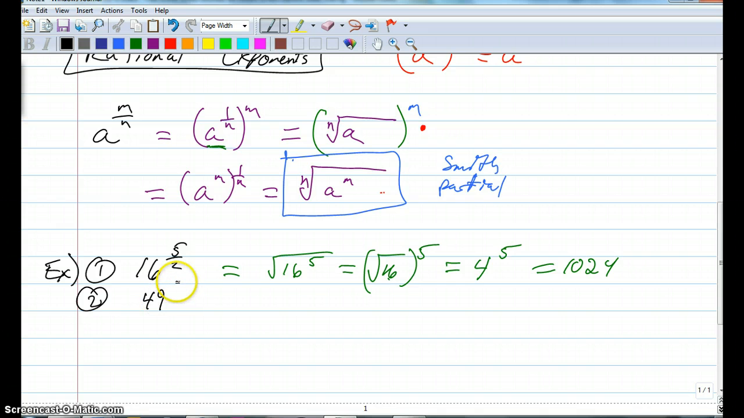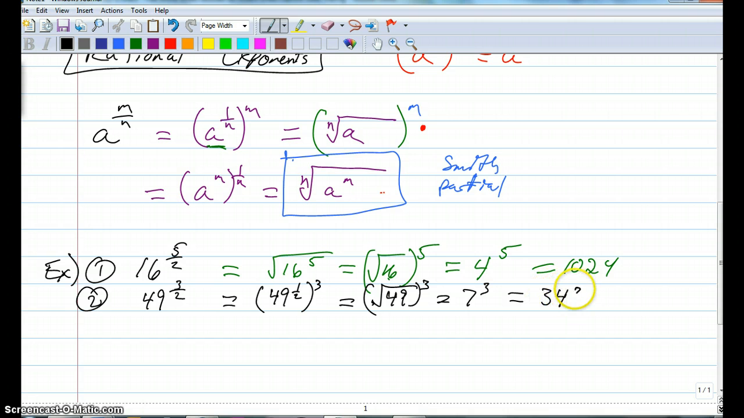49 to the 3 halves power would be, again, let's write this as exponents. This would be 49 to the 1/2 power, and then that would be to the 3rd power. See how 3 halves is the same thing as 1/2 times 3? Well, 49 to the 1/2 power, that's the square root of 49, cubed. The square root of 49 is 7 cubed, which 7 to the 3rd power is, go ahead and use your calculator, that's right, it's 343.